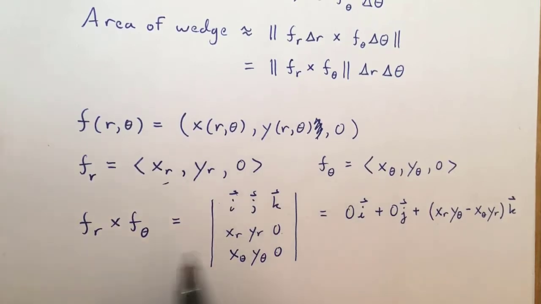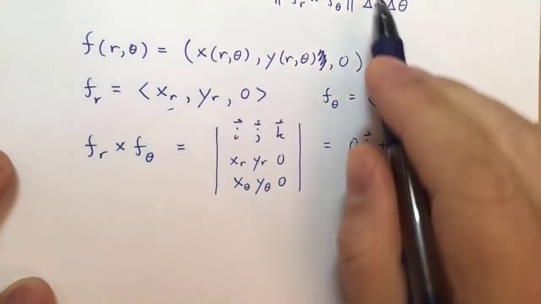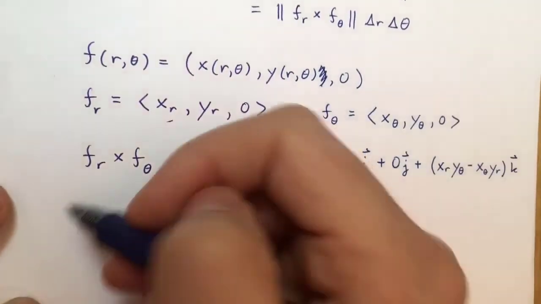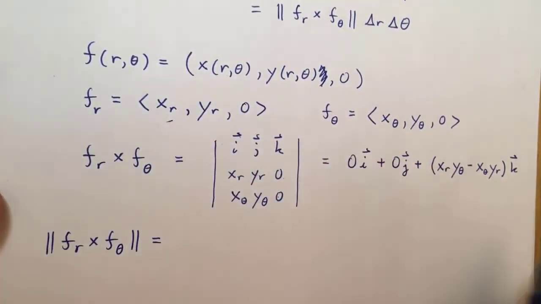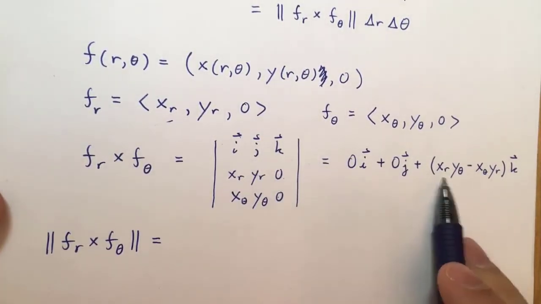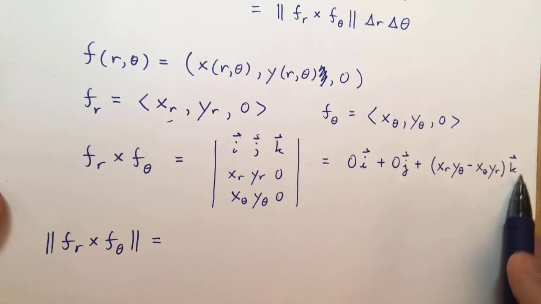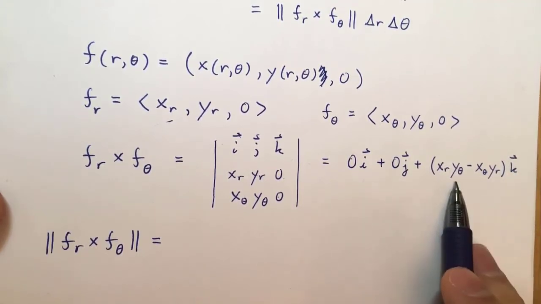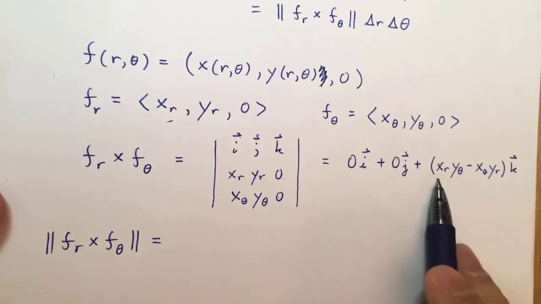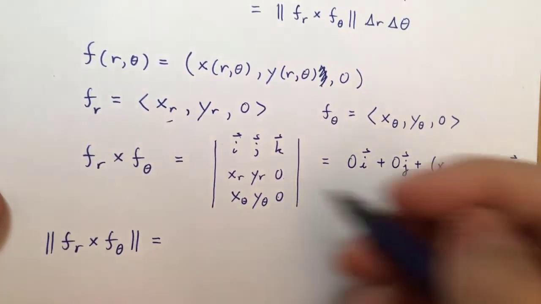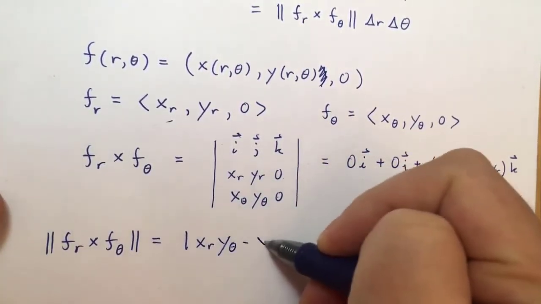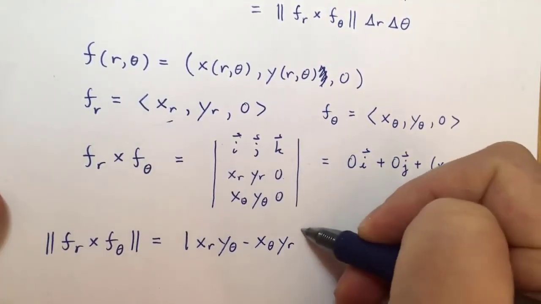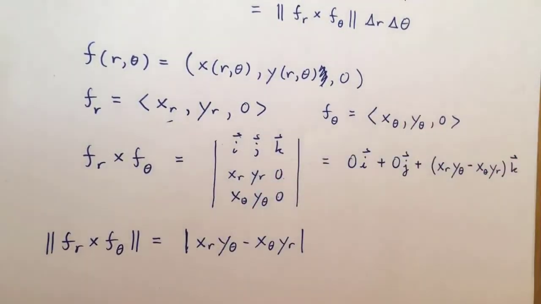So I get a vector 0, 0, this. Now, what we want to do is take the magnitude of this, because that's what we were after up here. So the magnitude of this thing, well, look at it. It's a vector 0, 0, and then a multiple of the k vector. So it's just pointing out in the z direction this amount. So the magnitude is just the size of this, just the absolute value of this quantity. So the magnitude is xr y theta minus x theta yr, absolute value. That's the magnitude of that vector.